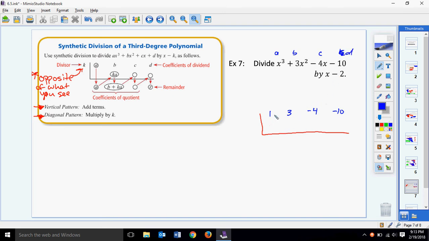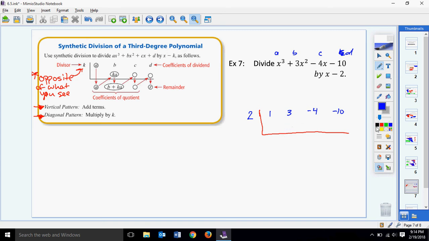Okay, so we filled in a, b, c, and d, the coefficients of the dividend. Now we want to put a number out here outside, and that number is going to be k. So k comes from your divisor. We're dividing by x minus 2. So I see a negative 2. That means I want to put a positive 2 outside. 2 is my k.